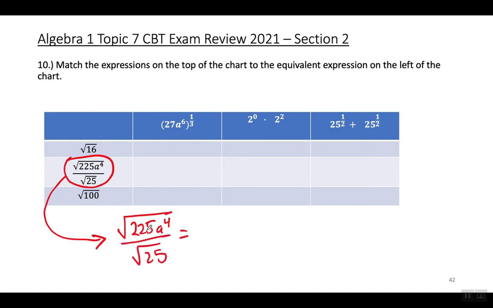Okay, so on the top, the square root of 225 is 15. And the square root of a to the 4th power is a squared. On the bottom, the square root of 25 is 5. Now, if I simplify the 15 over 5 by dividing them, I get 3. So this gives me the same thing I had before.